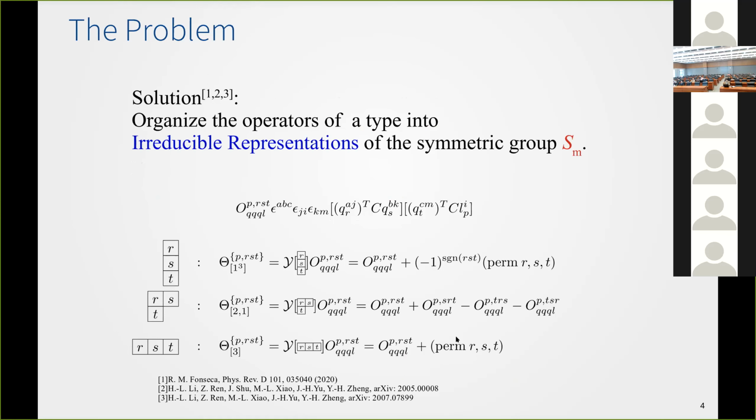Therefore, the observation is that to solve the flavor problem, or to find the independent components of any type of operators with repeated fields, one should try to organize operators into the irreducible representations of the symmetric group. And for our example, the 3Q and 1L contain 3 types of operators, and they serve as irreducible representations under the S3 group.